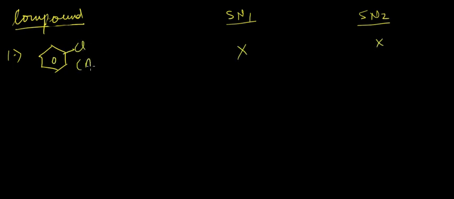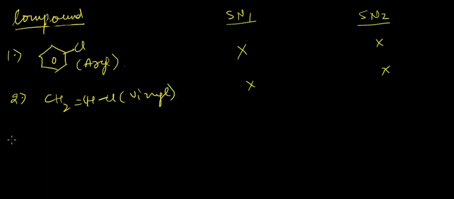So this is SN1. This is SN2. We have a compound like this. Will this undergo SN1 or not? It will not go under both. Why? Because of the formation of aryl carbocation in the intermediate. Similarly, this will also not undergo SN1 and SN2. Why? Because of the formation of vinyl carbocation.